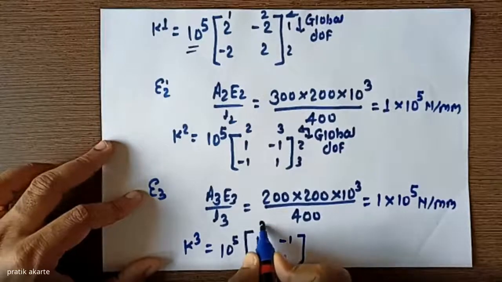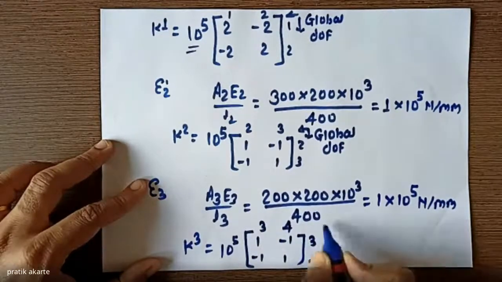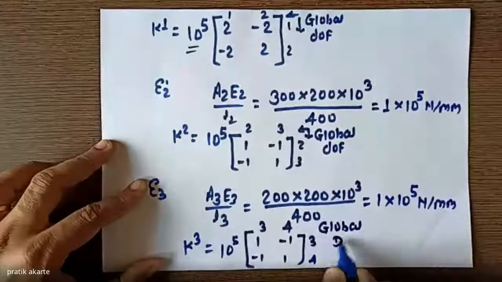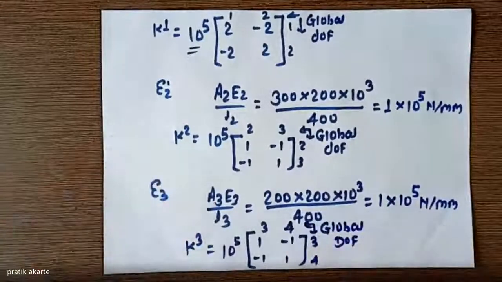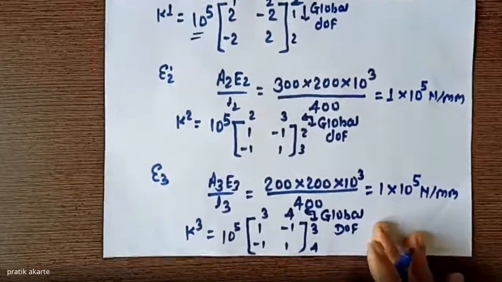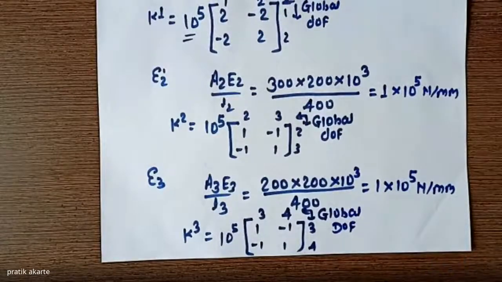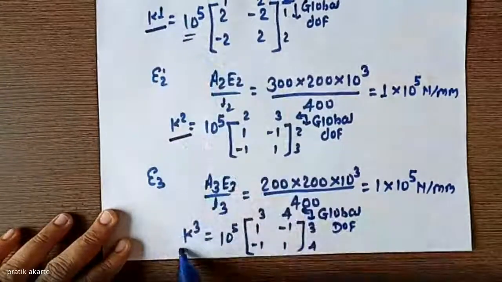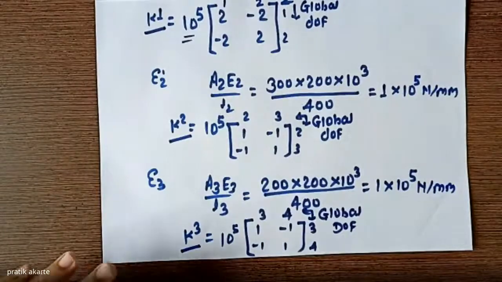Here I am writing 3 4 and 3 4 as your global degrees of freedom. Okay, so this is how we have formulated our element stiffness matrices K1, K2 and K3. So this is again an important step.